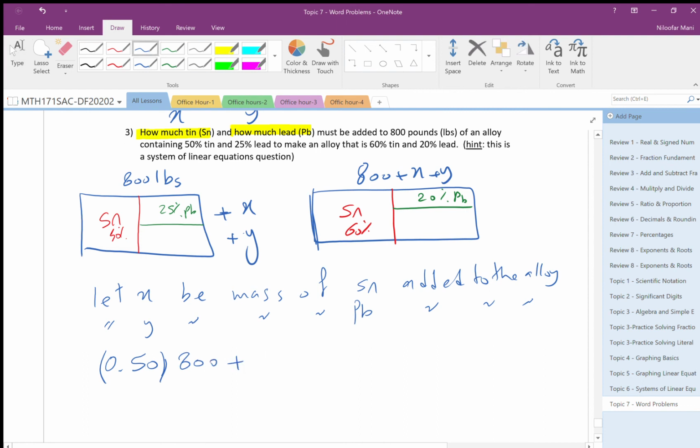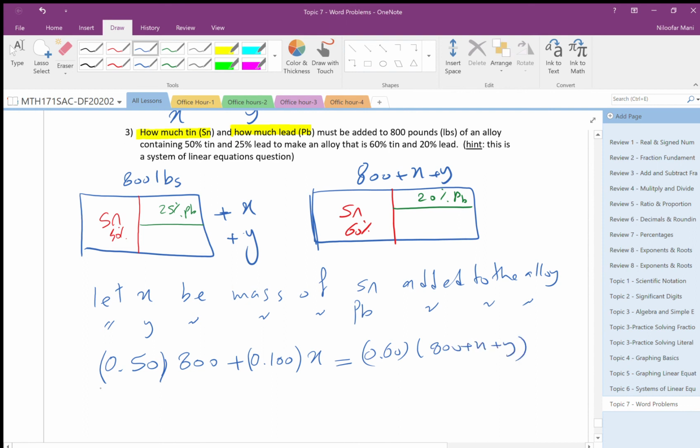What happened when I just add x, which means I just add Sn? What is the concentration of sugar when I just add sugar? When I just add one item, the percentage of that item is 100%, because it's 100% Sn, 100% sugar. So that is 1 multiplied by x, equal to 0.60 multiplied by 800 plus x plus y.